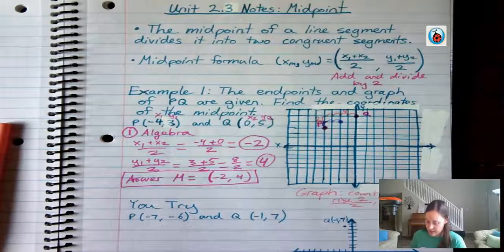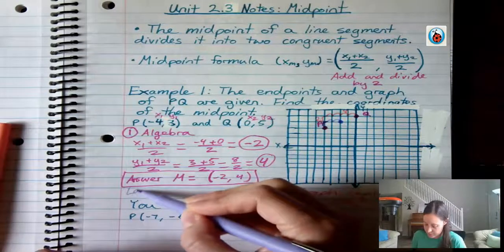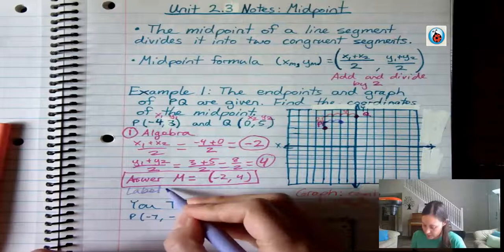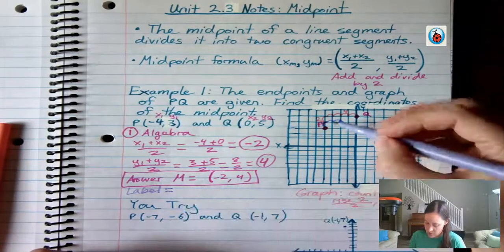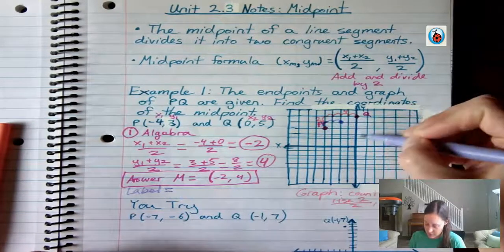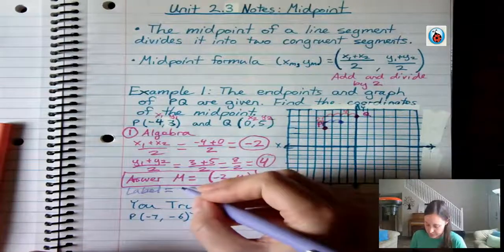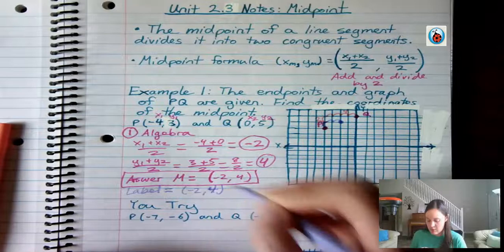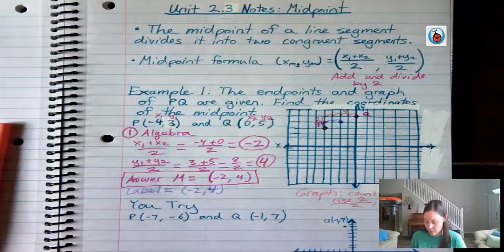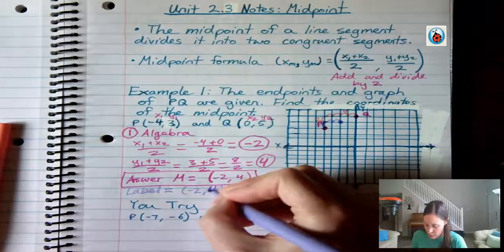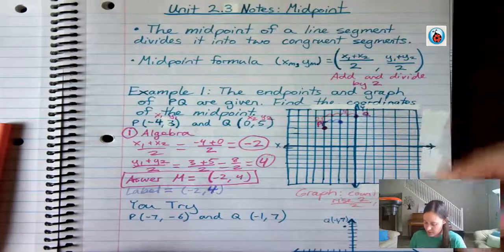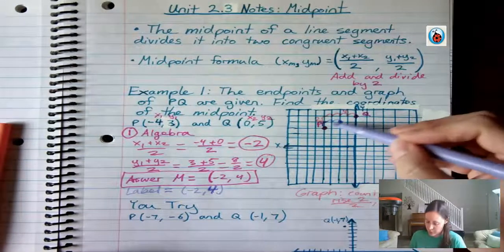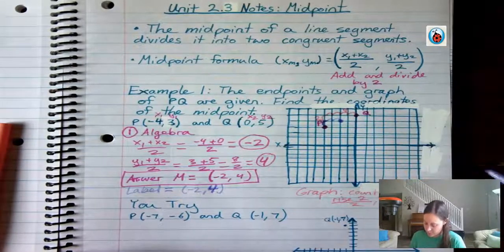And then I have to label the point that I plotted, which is (-2, 4). So I got the same answer either way, whether I plugged it into the formula or whether I counted out, divided by 2, plotted the point, and labeled.